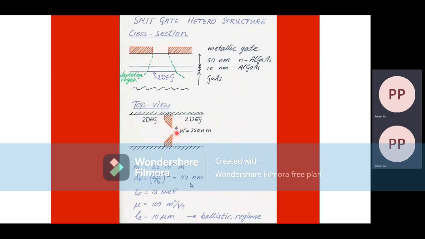Now it's very important to consider some of the numbers related to the material system. For example, a density of a few times 10 to the 15 in SI units, or 10 to the 11 per centimeter squared.